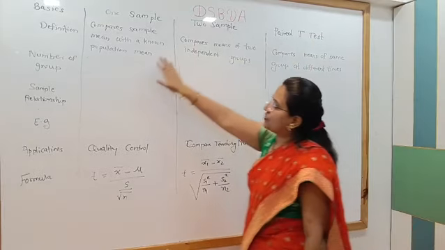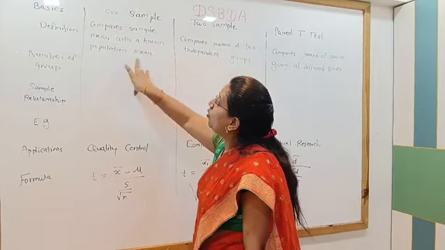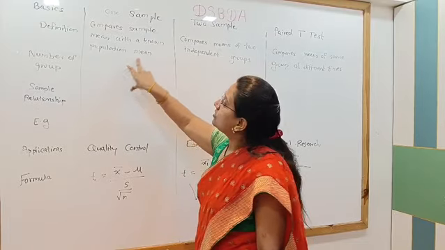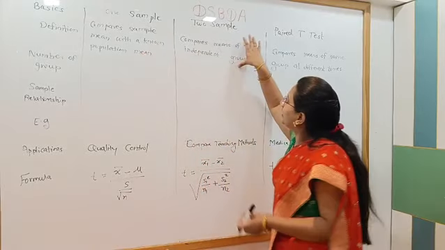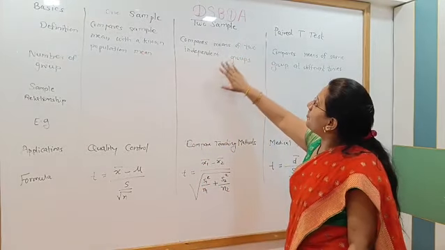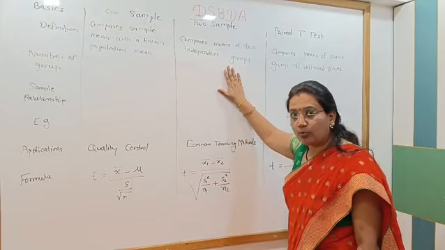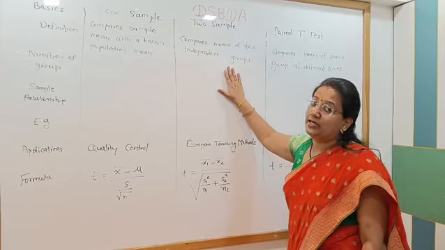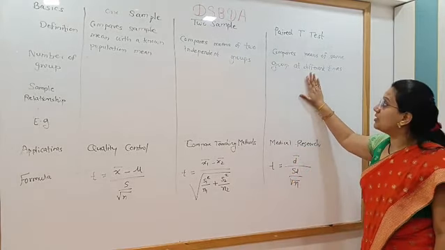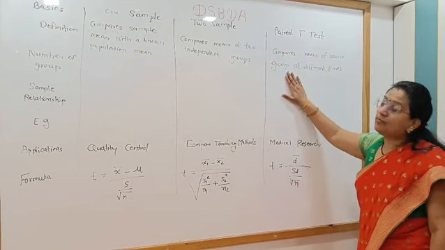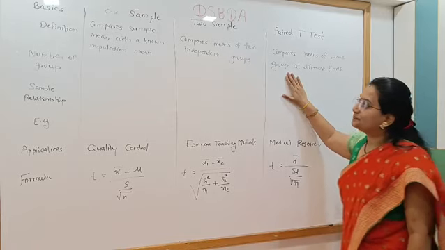So first is the definition. In the one sample test, we compare the sample mean with the known population mean. In the second test, we compare the means of two independent groups, two different groups. Those groups or classes are not dependent on each other. In the third test, we perform a test on the same group, that is, we compare the mean of the same group but at different times, two times or twice.